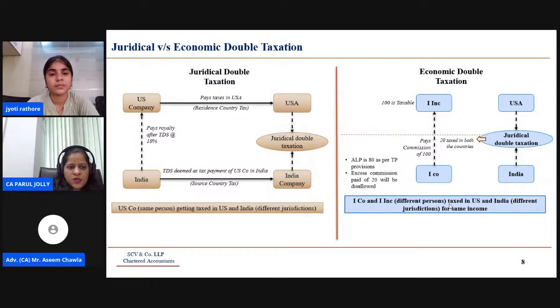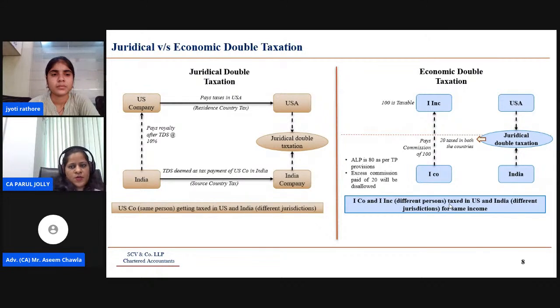If we see an example, a US company, a resident of USA, receives royalty income from an Indian company. So the US company, being a resident of USA, is liable to tax in USA on that income, and India, being the source state, has been given the right to tax that income under section 9, and the person while paying that income to the US company would deduct tax at source. So that is how that income will be taxed in the US also and in India also. So this is called juridical double taxation.